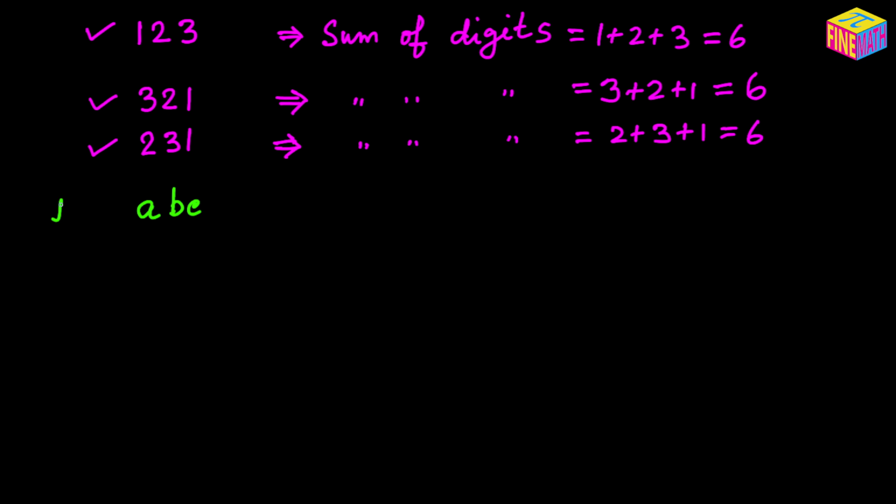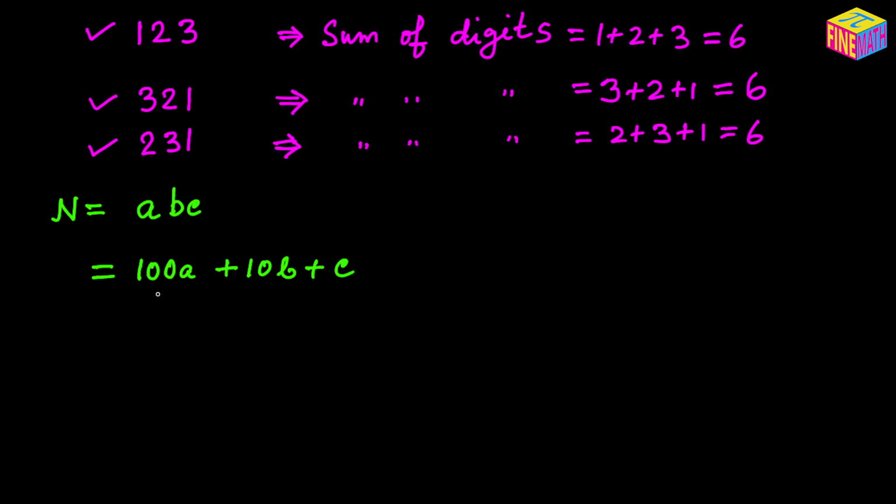Now, if this is my original number, then this number is actually equal to the sum of the place values of these digits, right? So, what is the place value of A? A is in the hundreds position, so A's place value will be 100 times A, plus what is the place value of B? Well, B is in the tens position, so the place value of B will be 10 times B. And what is the place value of C? Well, C is in the ones position, so it will be 1 times C, which is C.